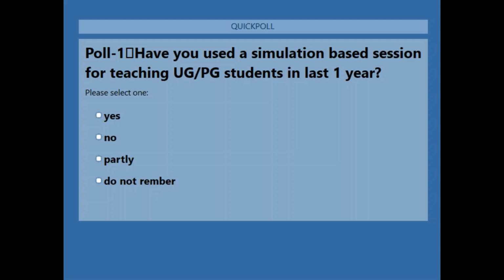Okay, so 73% have voted. So it means most of them are not using it quite regularly. We have approximately 1/3 who have used it at any one time. We will discuss that also, and it's not easy. There are a lot of challenges too.